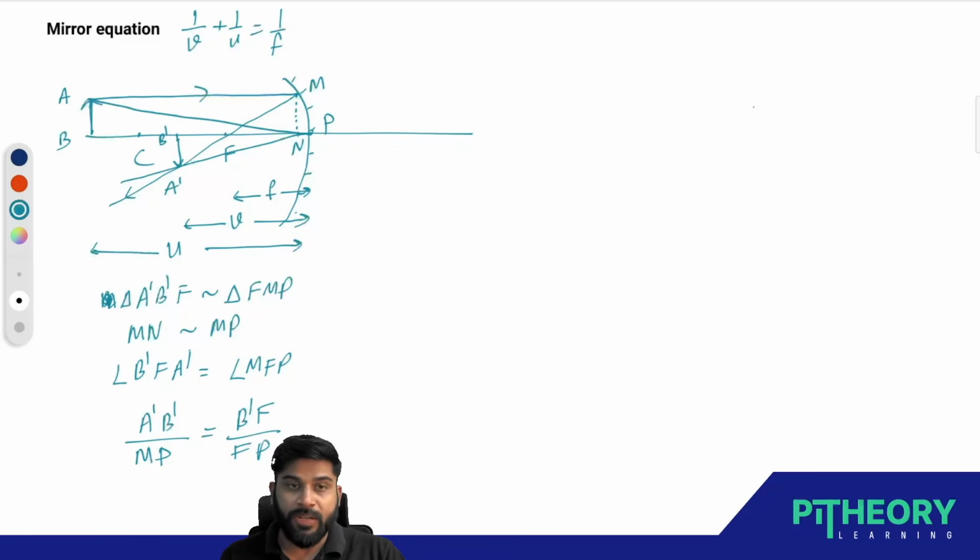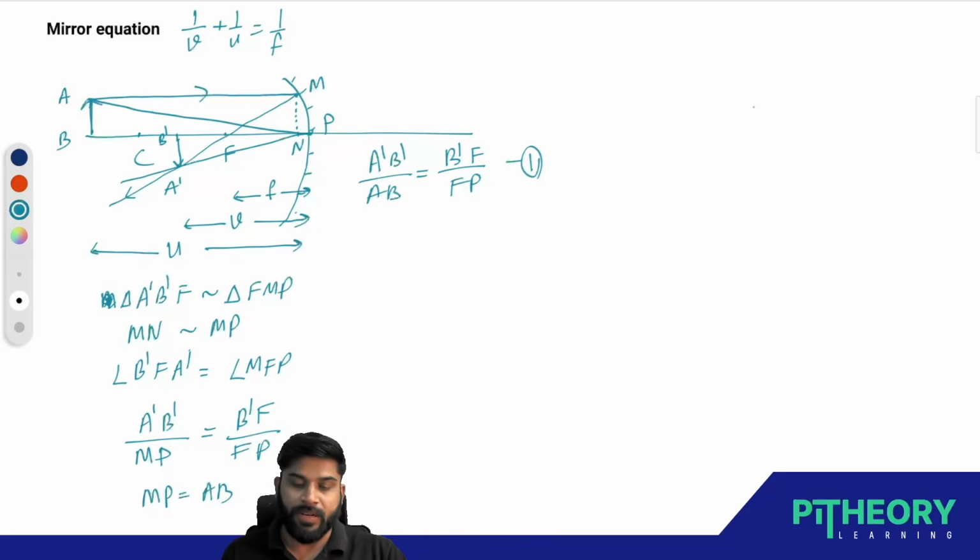This MP, but what is it equal to? MP is actually equal to AB. So this relation we can write here, one relation, which is A dash B dash divided by AB. What is that equal to? B dash F divided by FP. Okay, this is one relation that I'm going to mark here.